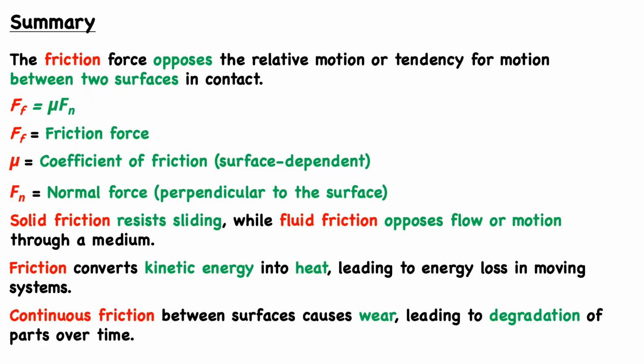Now, as we again said, solids and fluids both experience friction, where solid friction resists sliding, while fluid friction opposes flow or motion through a medium, like water. And friction converts kinetic energy into heat, leading to energy loss in moving systems. We again can think of a brake pad. And then it's important to note that continuous friction between surfaces can cause wear, leading to degradation of parts over time. So we need friction, but we also must do our best to use friction to our advantage without letting it reduce the efficiency and usability of our machines.